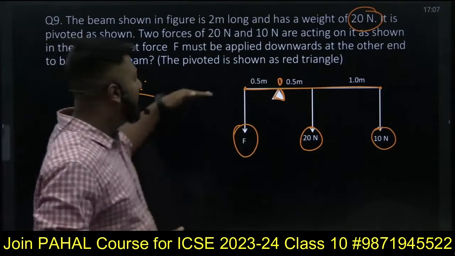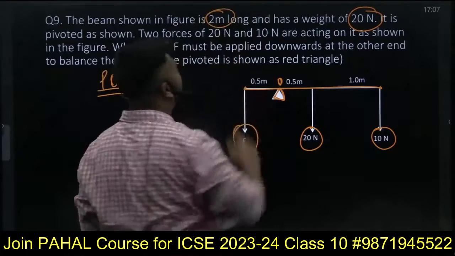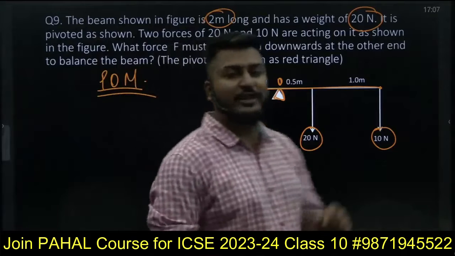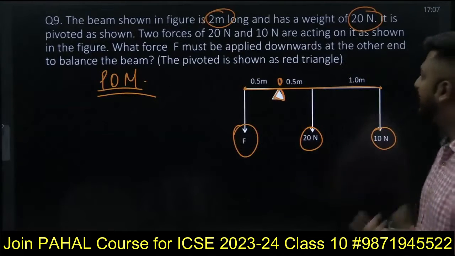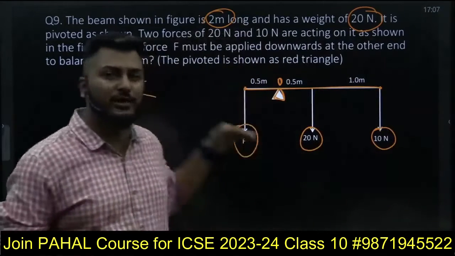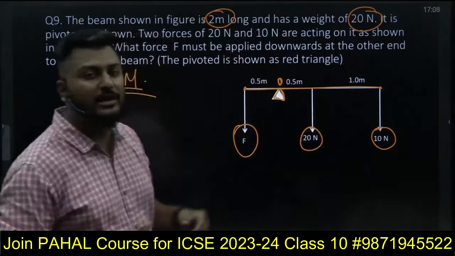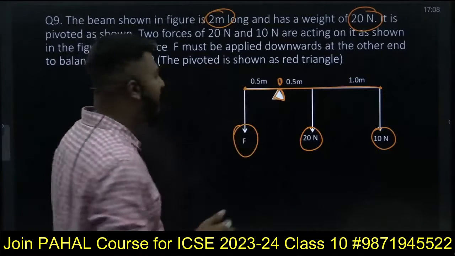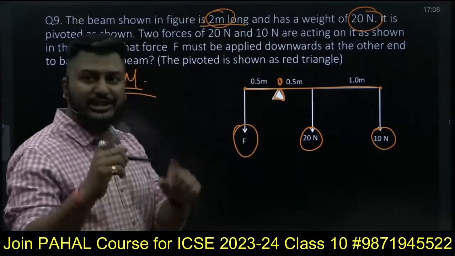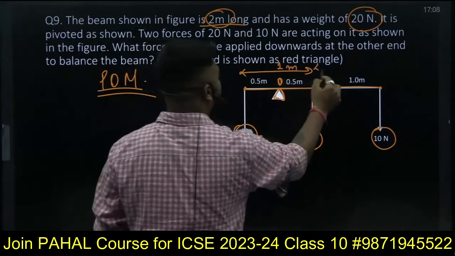Now see, the beam is 2 meters long, right? So if the beam is 2 meters long, then tell me where would be the center of gravity? The center of gravity will be at which point? At 1 meter, definitely. I just told you, the center of gravity always resides at the center of an object. If the object is a straight object, then the center of gravity would lie at the center, right? Since this beam is 2 meters long, the center would lie at 1 meter. This distance is 1 meter and this distance is also 1 meter.